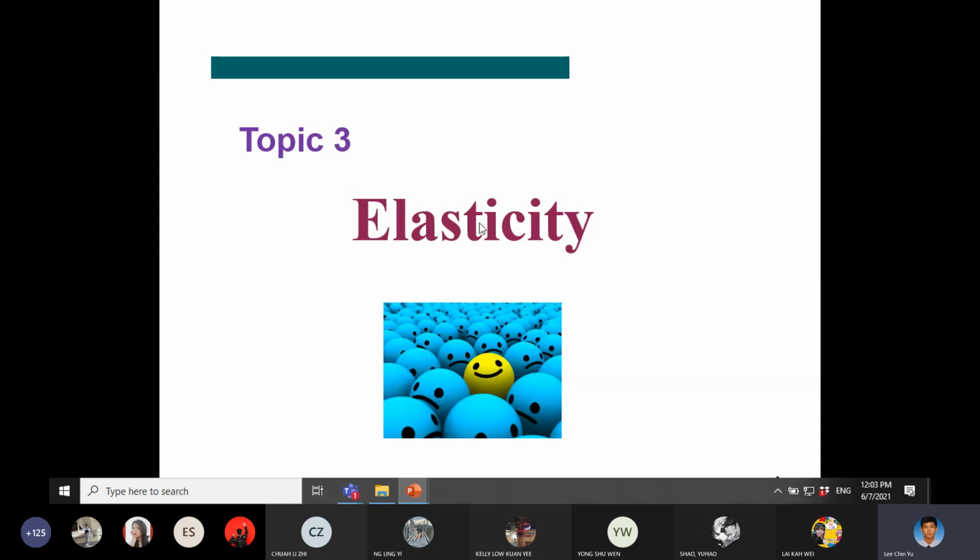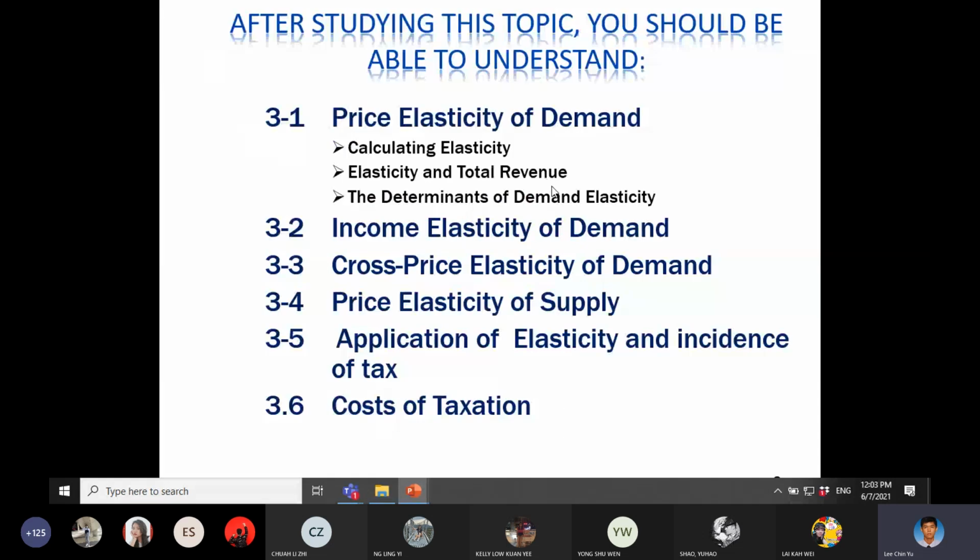Under this elasticity, we learn about price elasticity of demand, and then we also learn about income elasticity of demand, cross price elasticity of demand, and price elasticity of supply. After we understand all the elasticities, we try to see how elasticity will affect the incidence of tax and the cost of taxation.